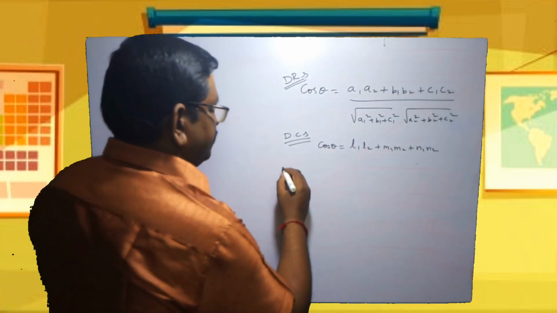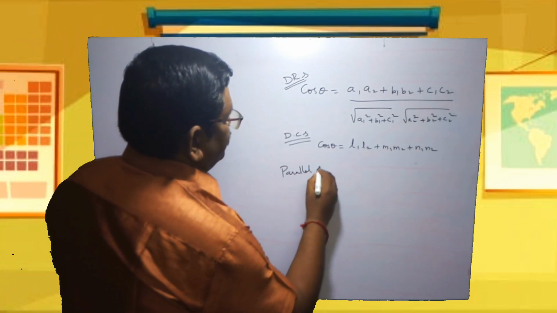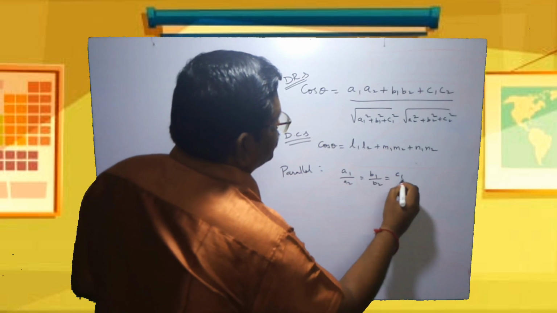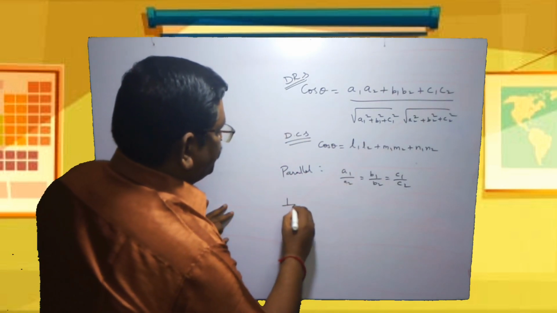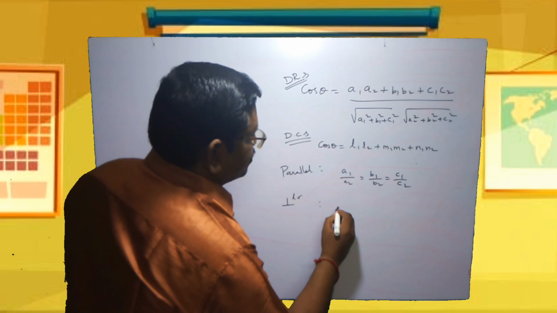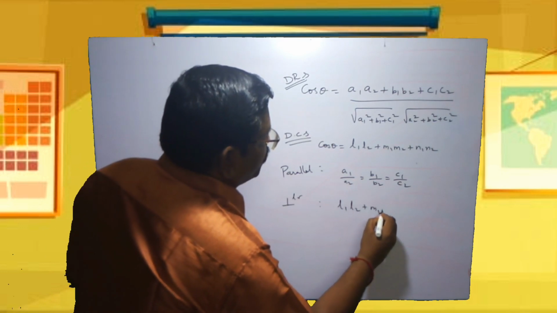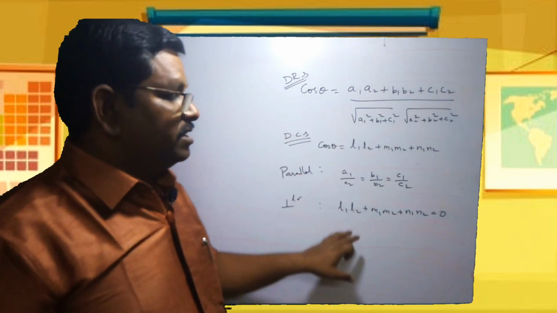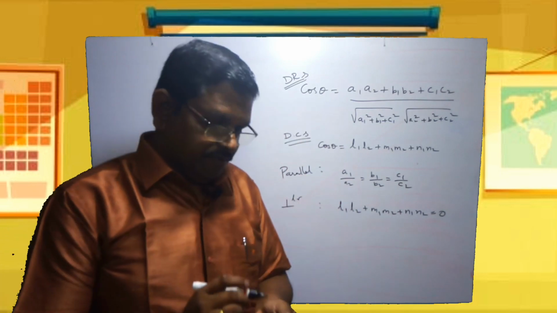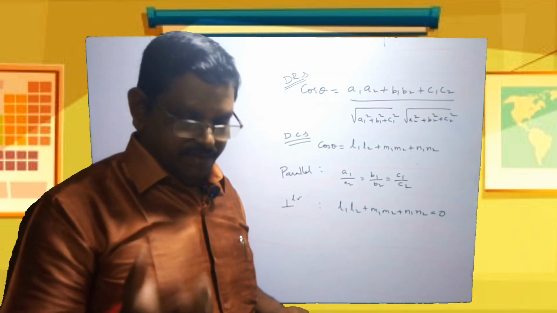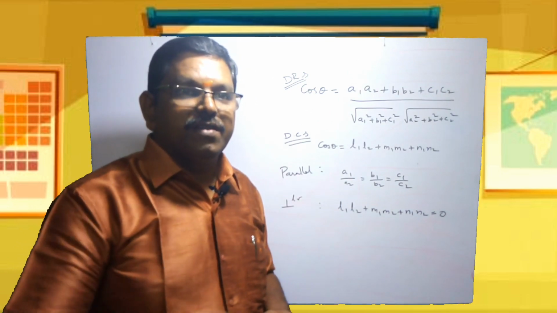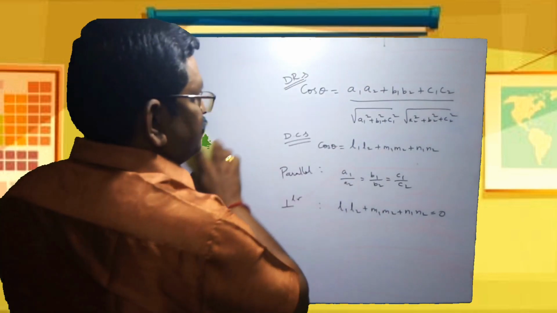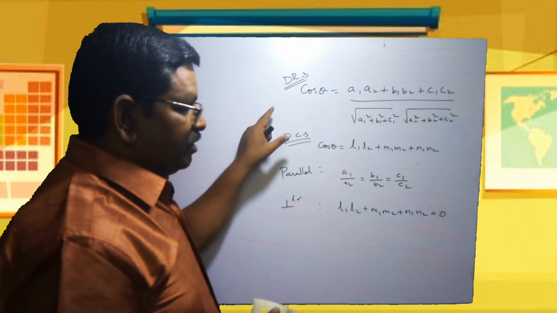Suppose the two lines are parallel, the condition is a1 by a2 is equal to b1 by b2 is equal to c1 by c2. When the two lines are perpendicular, the condition is l1 l2 plus m1 m2 plus n1 n2 is equal to 0. Note down all these conditions. Now we will solve a problem to find the value of some given constant. Please pause the video and note down all the formulae.